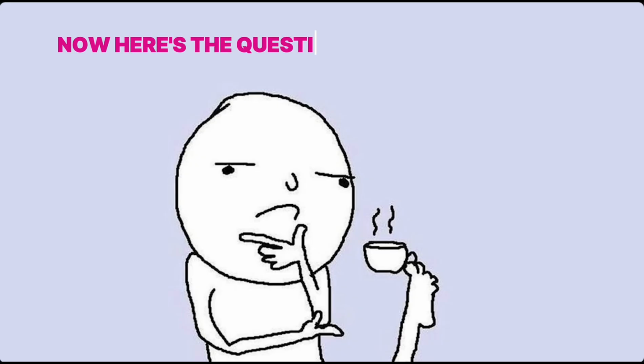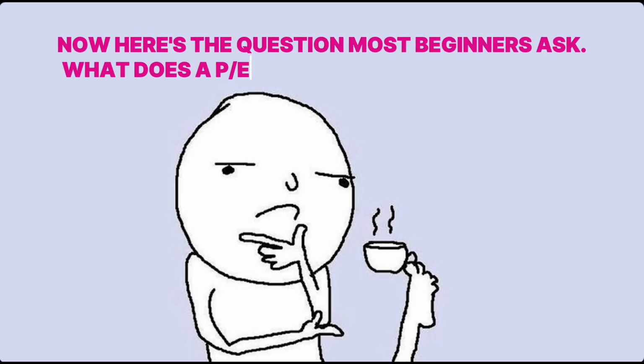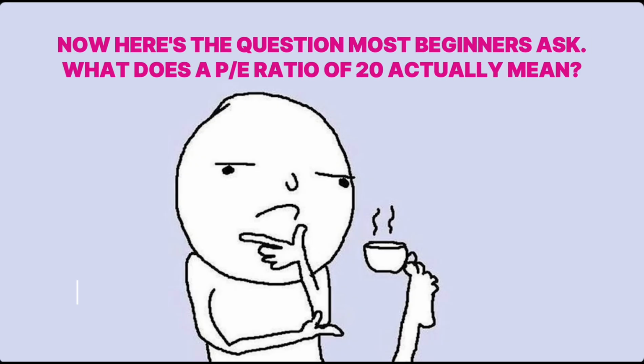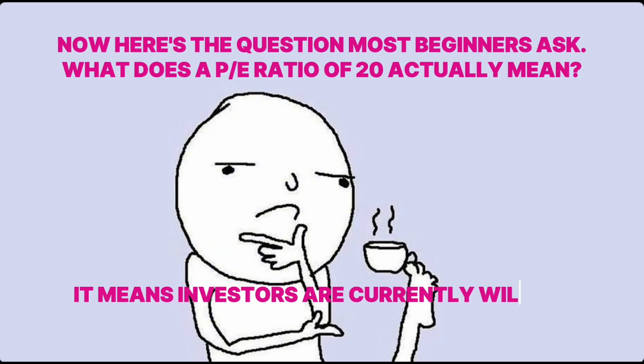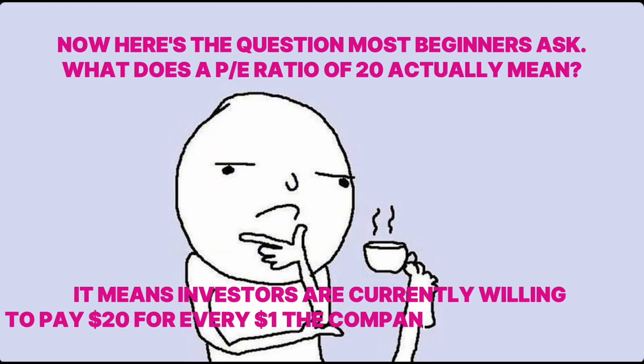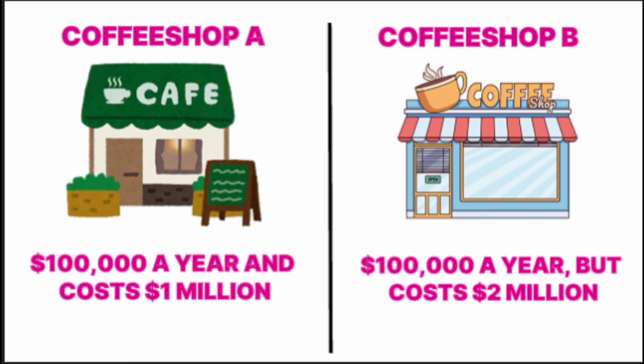Now, here's the question most beginners ask. What does a PE ratio of 20 actually mean? It means investors are currently willing to pay $20 for every $1 the company earns annually. Going back to our coffee shop example, imagine the coffee shop earns $100,000 every year. If someone is selling it for $2 million, you're paying 20 times its yearly earnings. That's a PE ratio of 20.